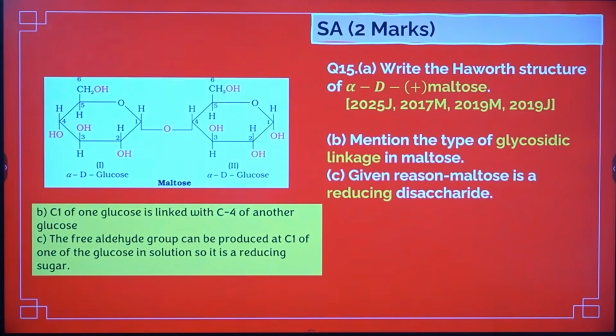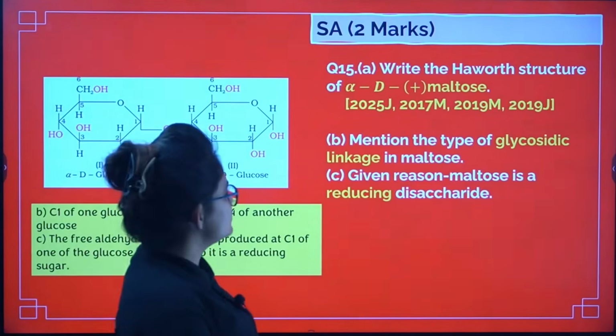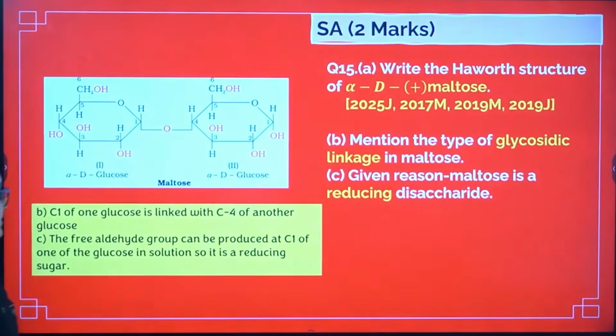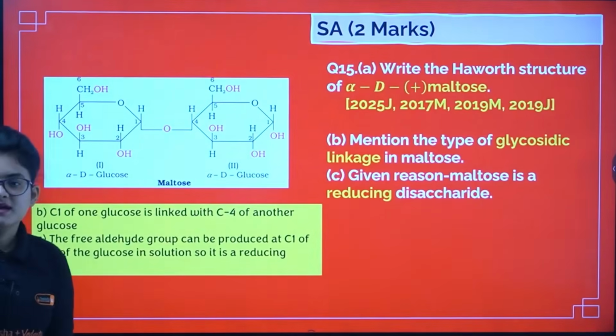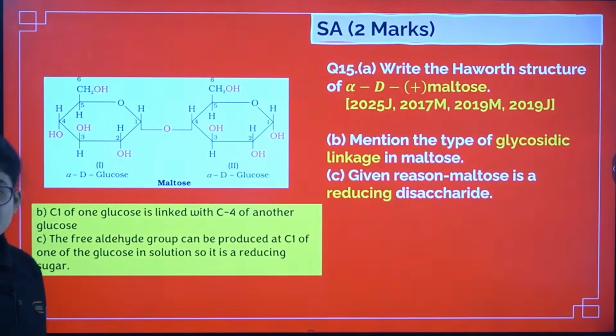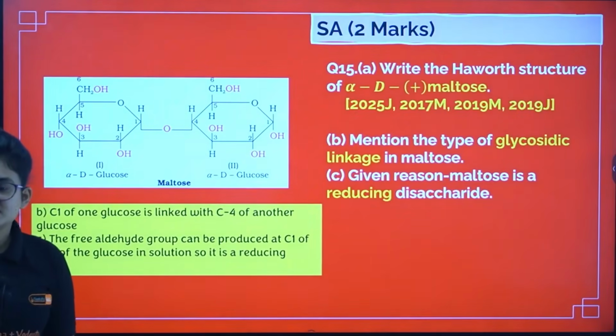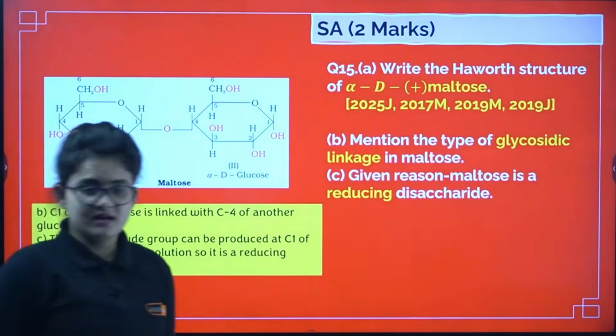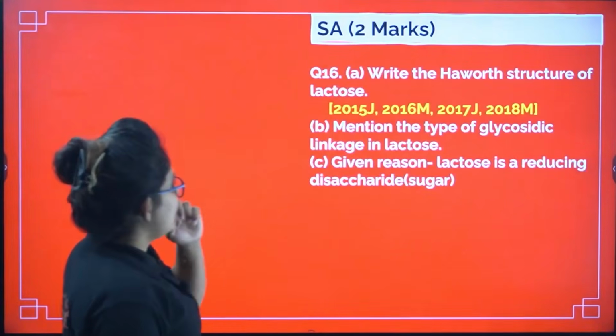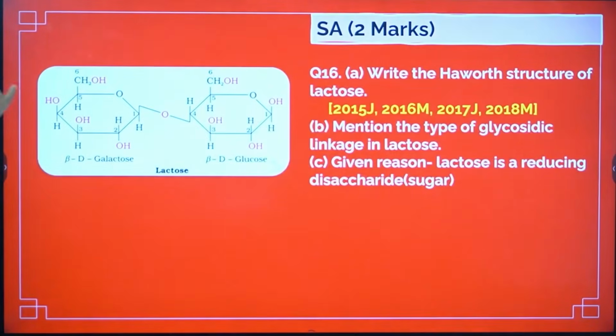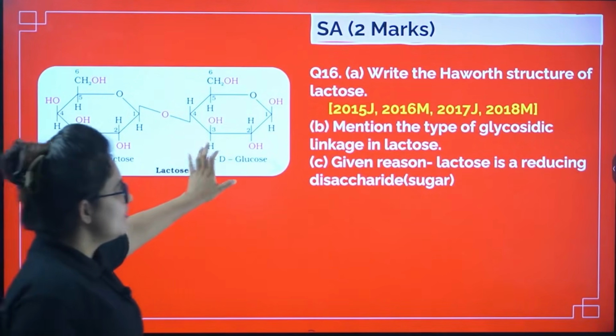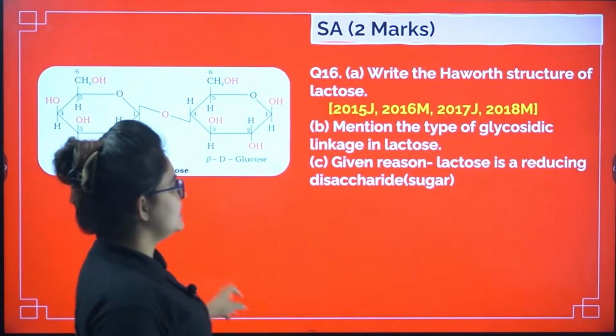Next, give reason why maltose is a reducing disaccharide. So basically it has a free aldehydic group that can be produced at C1, carbon 1. So that's the reason it works as a reducing disaccharide. Let's proceed. Write the Haworth structure of lactose. So this is the Haworth structure of lactose, you can see. Mention the type of glycosidic linkage in lactose.